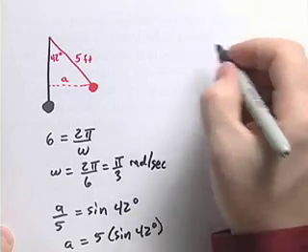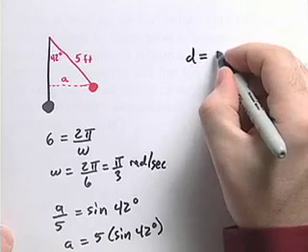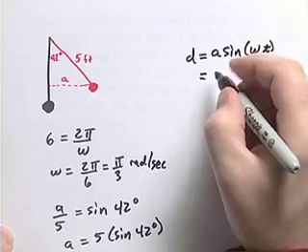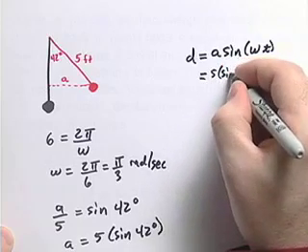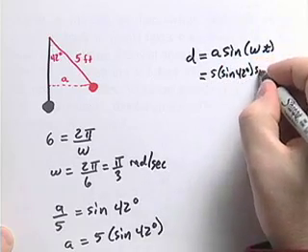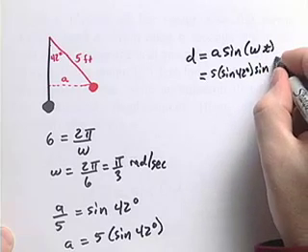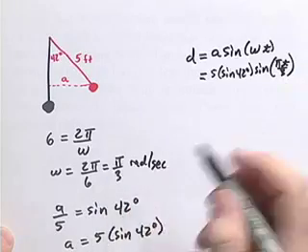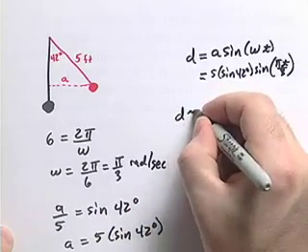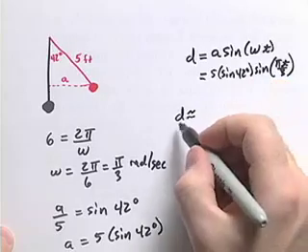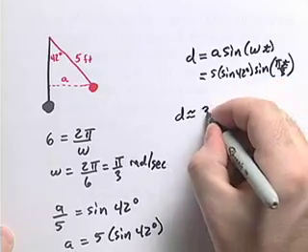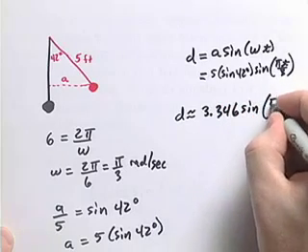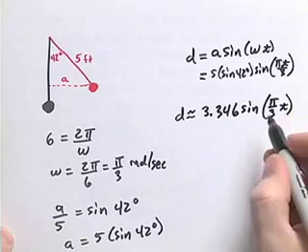Therefore, we go back to our model. Remember we said that our equation would be d equals A times the sine of omega t. We're going to have 5 times the sine of 42 degrees times the sine of pi t over 3. Pi over 3 was omega. If we approximate the sine of 42 degrees, that gives us our equation that d is roughly 3.346 times the sine of pi over 3 times t, where t is in seconds.